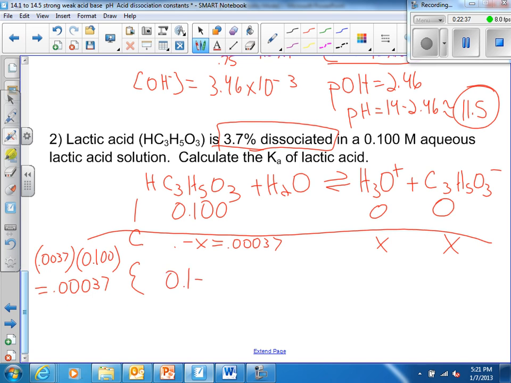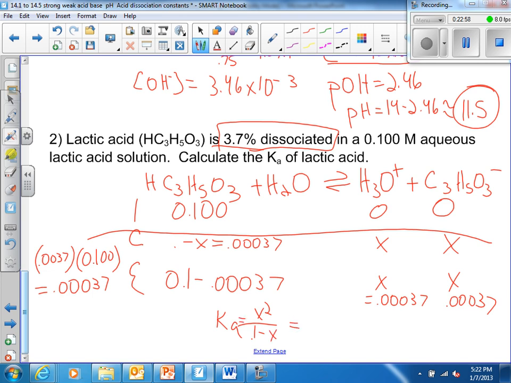0.00037. So this will be 0.1 minus 0.00037, and these will just be 0.00037, 0.00037, and that tells us Ka is just X squared over 0.1 minus X, equals.